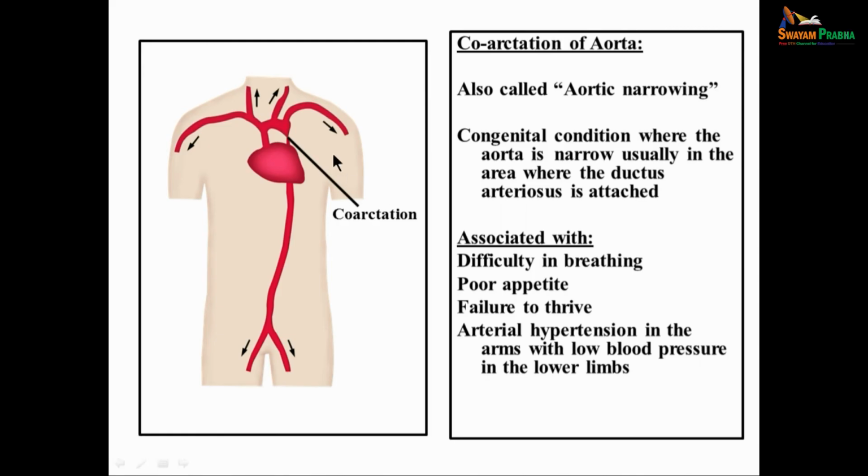It is also called aortic narrowing. It is a congenital condition where the aorta is narrow, usually in the area where the ductus arteriosus is attached. This condition will be associated with difficulty in breathing, poor appetite, failure to thrive, and sometimes the narrowing is very severe. There will be arterial hypertension in the arms, whereas a low blood pressure in the lower limbs.